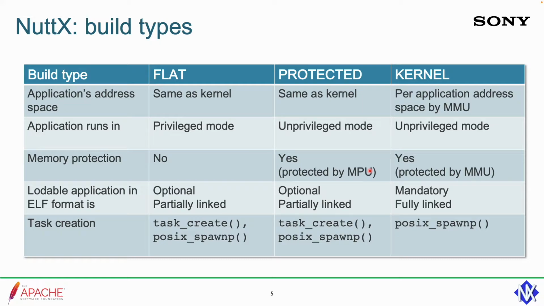Regarding loadable application support, in the flat build type and protected build type, it is optional. However, it is mandatory for the kernel build type. Finally, task creation API support is slightly different between the build types. In the flat and protected build type, we can use both task create and POSIX spawn. However, we cannot use task create for the kernel build type.